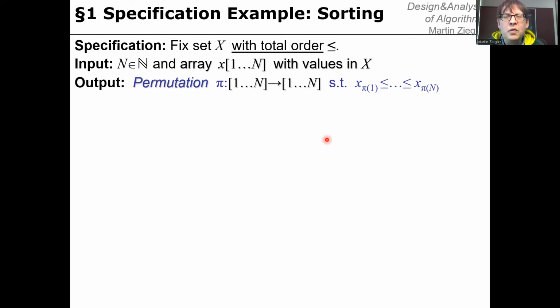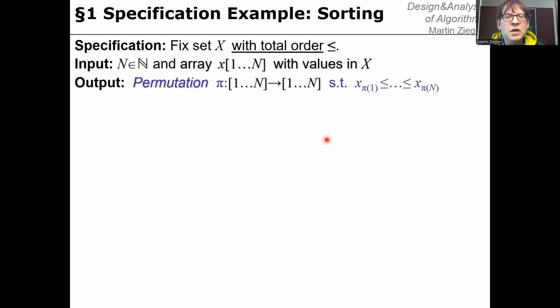So how can we formalize all these intuitively natural conditions just to make them fully unambiguous? And here's one way of doing that, namely by requiring that the output of the sorting problem is not the sorted data itself, but instead a permutation which results in the data being sorted. So let me say that again.